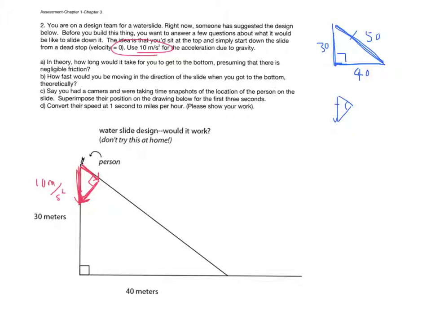The 90-degree angle is here, so that means the 30 leg is similar to this one here, and the 40 is similar to this one. Now you may say to yourself, well, how do you know that? Well, actually, let's do it this way.